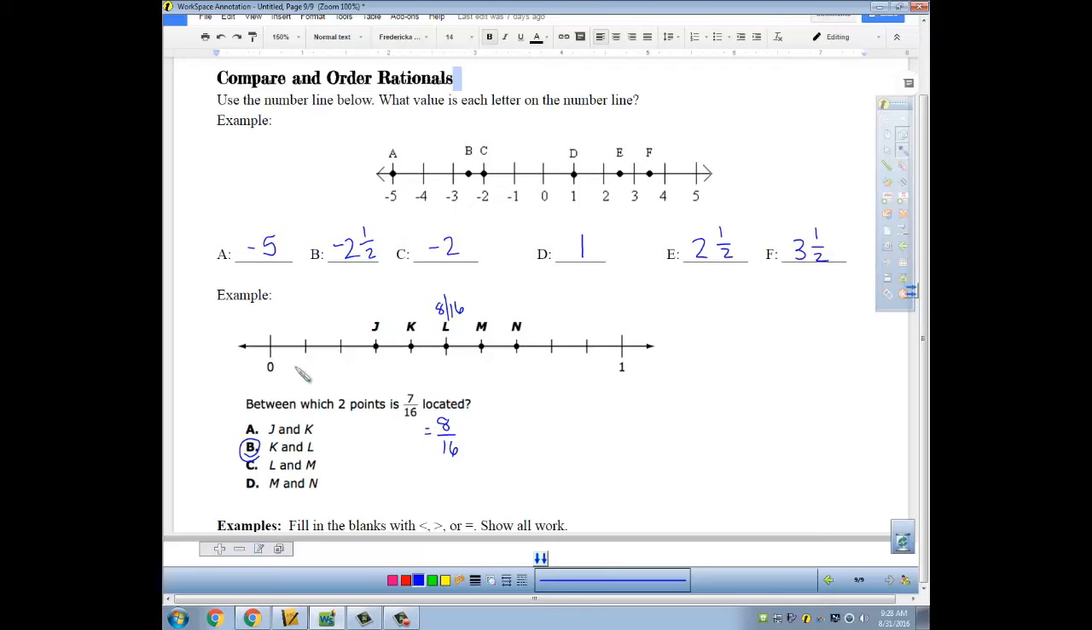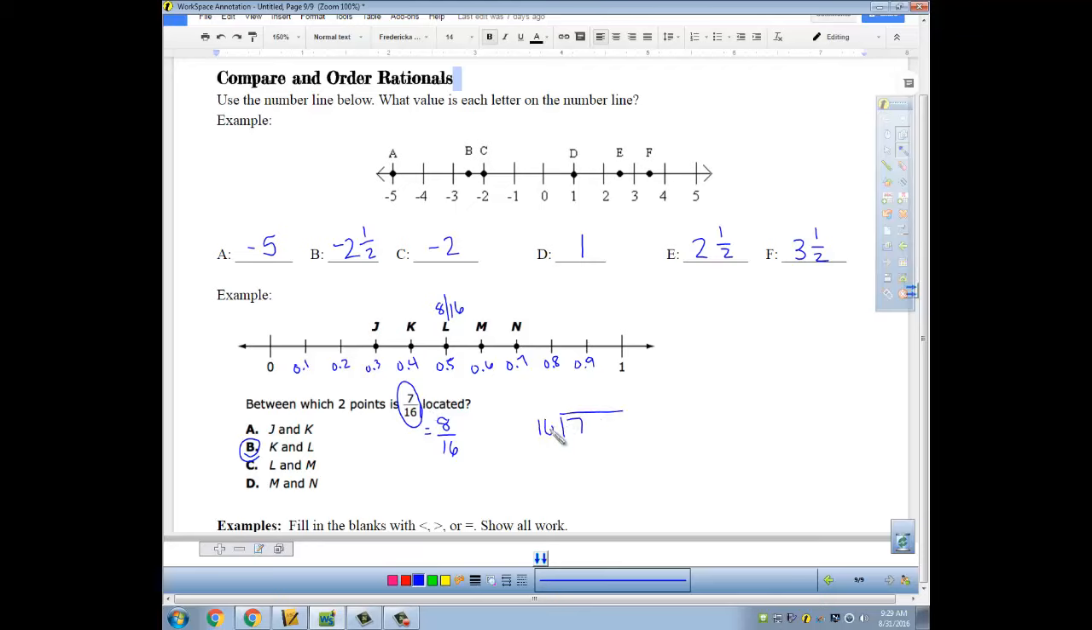1, and there's 10. So I know I can do 0.1, 0.2, 0.3, 0.4, 0.5, 0.6, 0.7, 0.8, 0.9. If there were 16 lines, then we could just do 1/16, 2/16, 3/16, and so on. But since there's 10 lines rather than 16, it's a little bit trickier. So I'm going to turn 7/16 into a decimal. We do that by dividing.